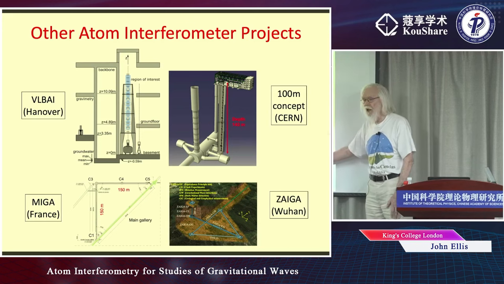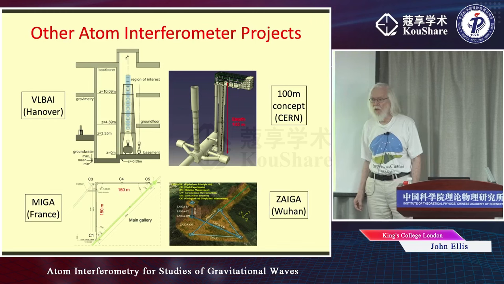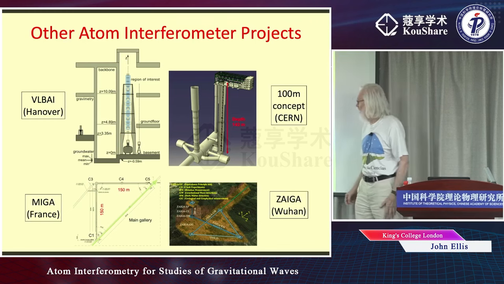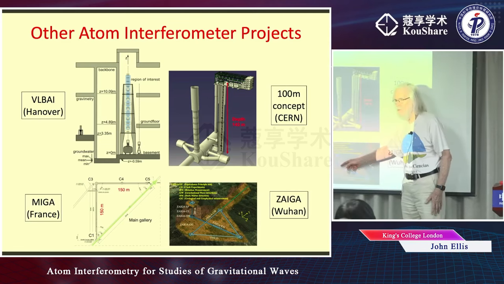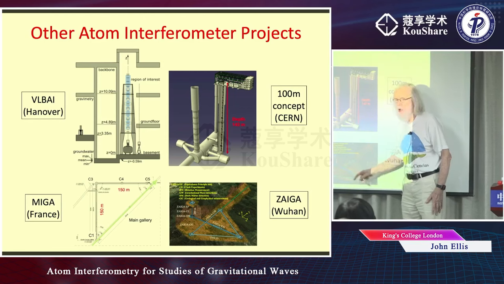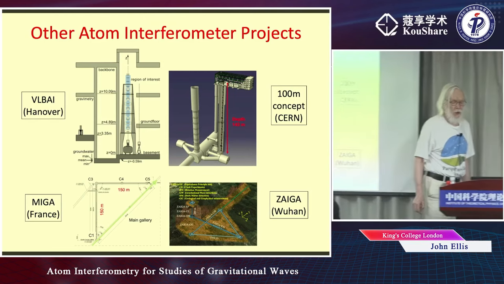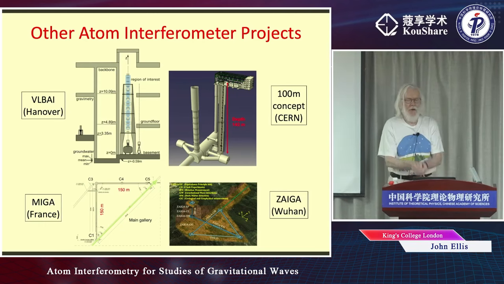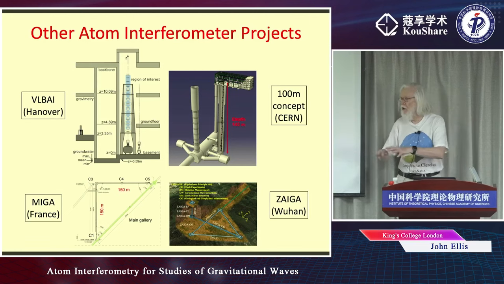Then here in China, near Wuhan, you have the Zyger project. So this is a very ambitious project. It involves a vertical shaft of over 200 meters and an arrangement of horizontal galleries. So they can try both technologies, both the vertical shaft technology that we favor and also the horizontal technology, which is favored by the French.